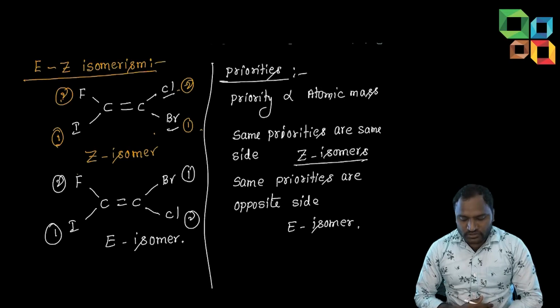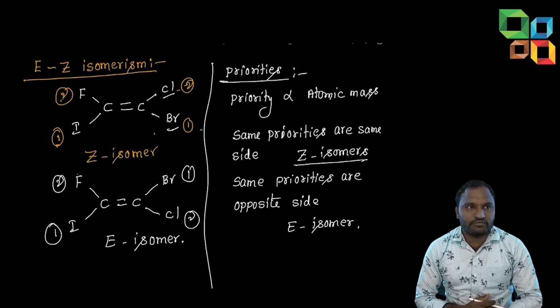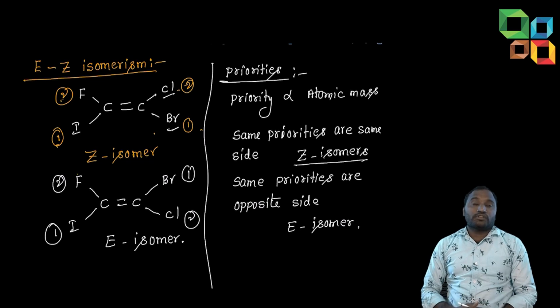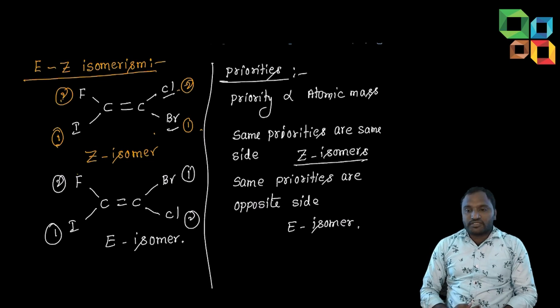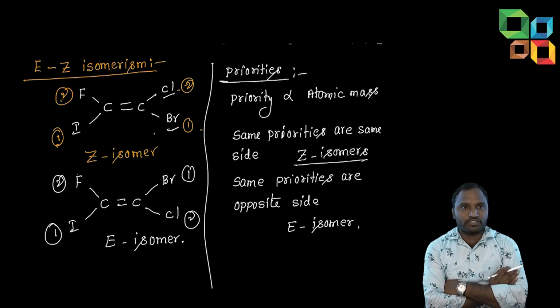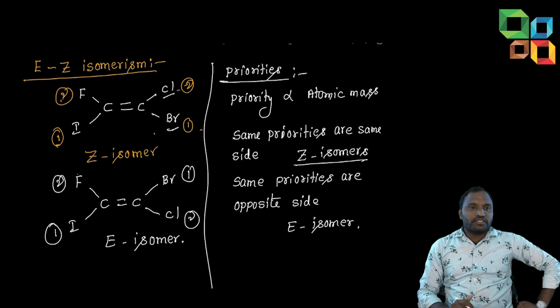Students, last week I started E-Z isomerism. Geometrical isomerism is cis-trans isomerism only when two groups are the same. With respect to the two same groups, we can decide cis isomer or trans isomer. If the same groups are on the same side, it is the cis isomer. If the same groups are on opposite sides, it is the trans isomer.